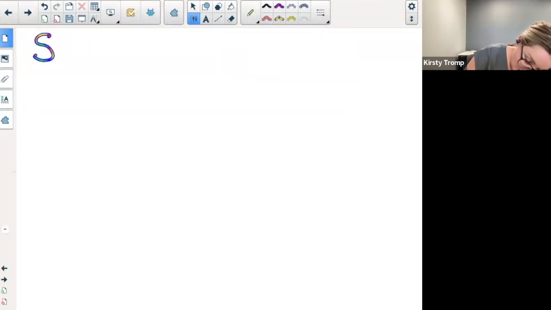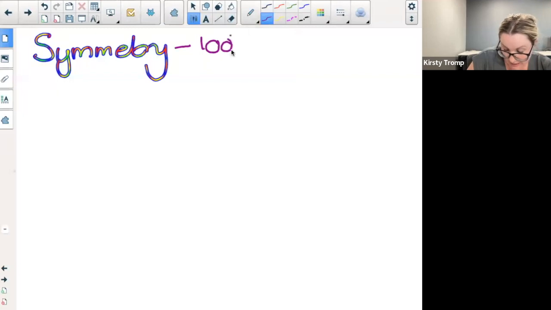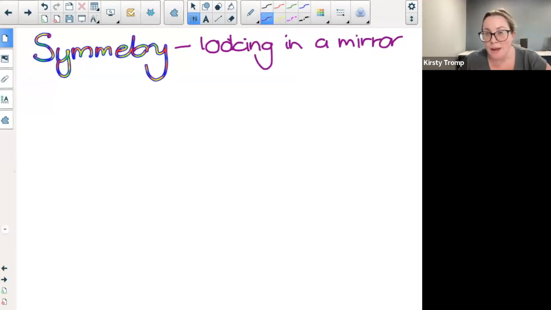Talking about symmetry. Okay. So we already said that symmetry was like looking in a mirror. So we've all looked in a mirror before, or a piece of glass, when we see our reflection. That's what we call symmetry, looking in a mirror.